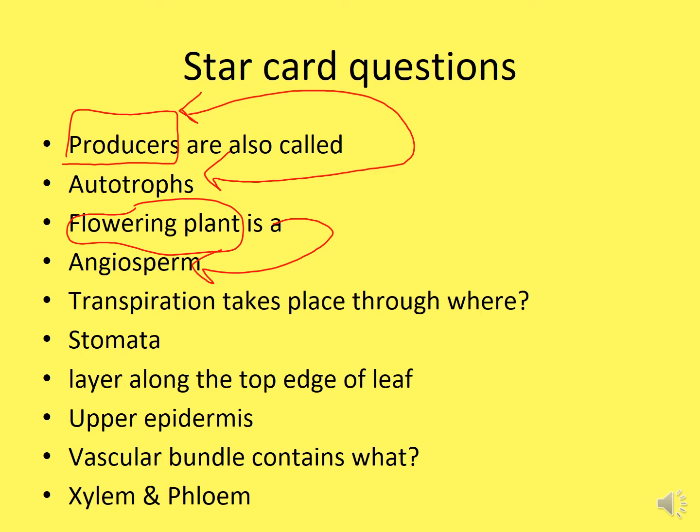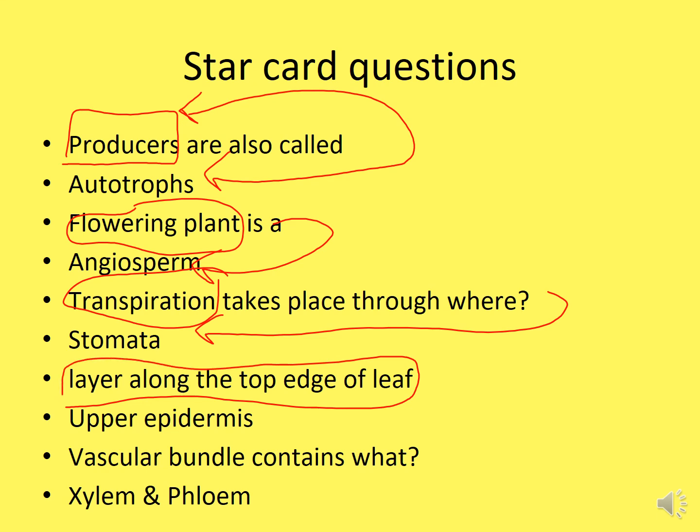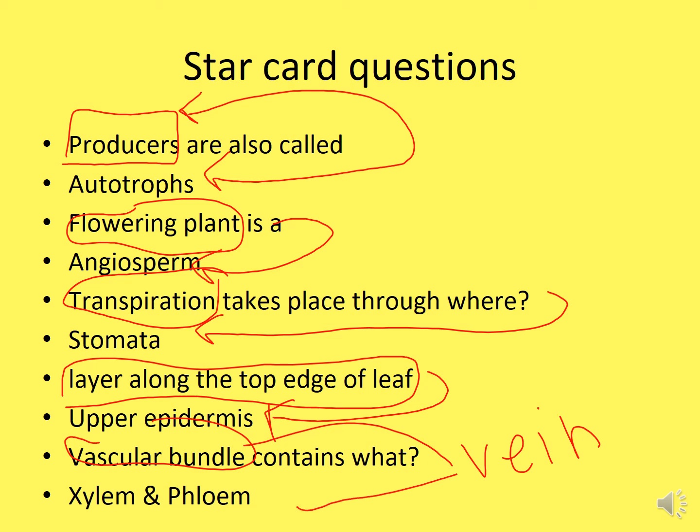Remember we talked about the water cycle. Transpiration, it takes place through what? The stomata, because the stomata opens up by the guard cells to release gases into the atmosphere. Well, what is the top layer of the leaf called? Right up under the cuticle, the upper epidermis. And the vascular bundle, you have to understand what that is. It's also known as the vein, and that is your xylem and phloem. But let's continue.